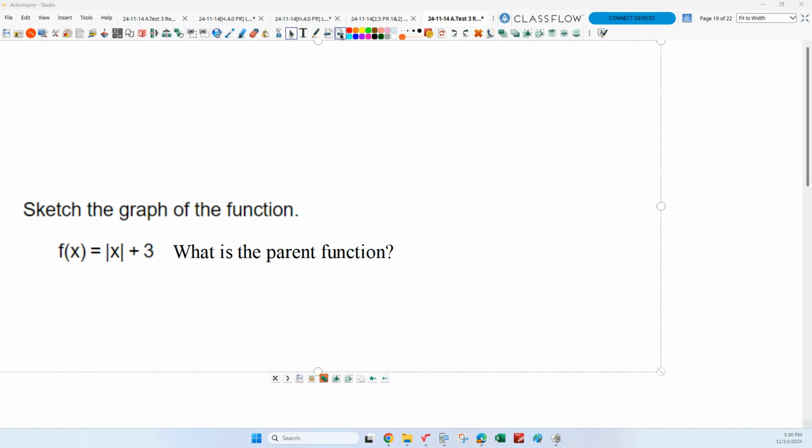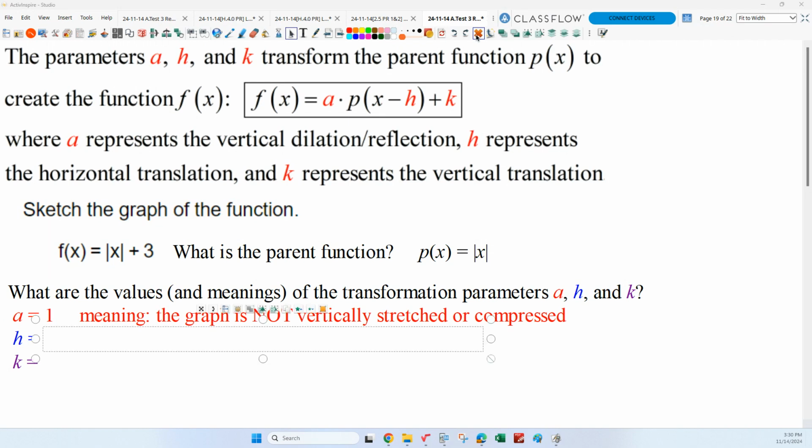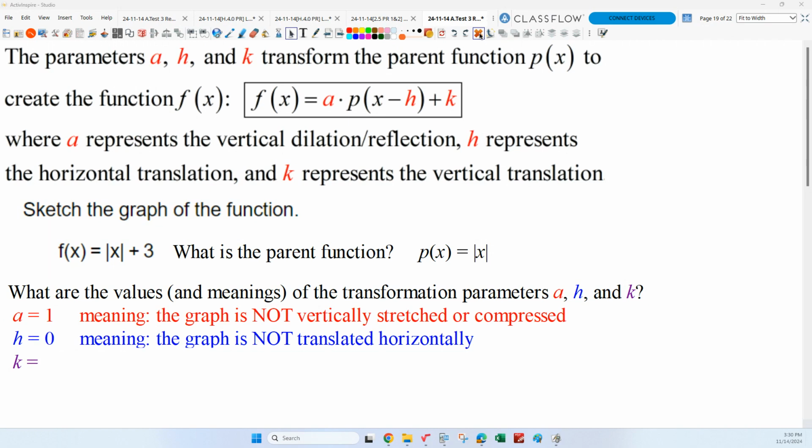Okay, same kind of deal. You tell me, what's the value of A for the absolute value of X plus 3? 1. Good. So what's that mean? Is it tweaked? Is it stretched or anything? No. Normal. It's not being stretched or reflected or anything. H is 0. So what's that mean? It's not moving left or right. Good. It's not moving horizontally at all. There's no horizontal translation. What is K? 3. Right? It's that number.